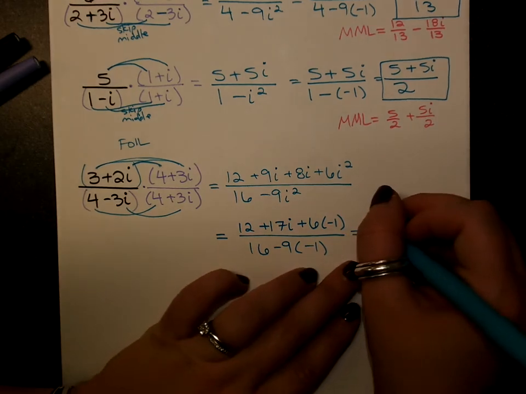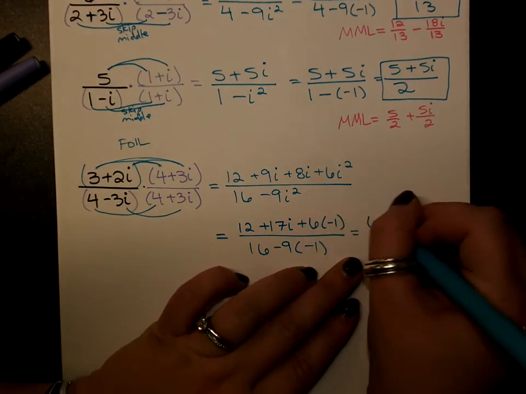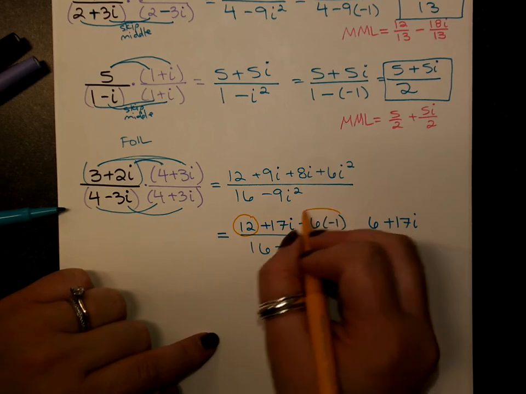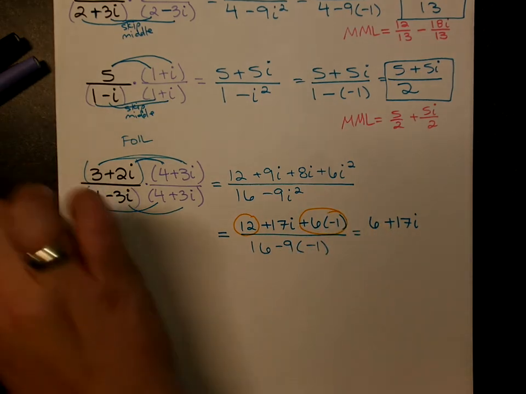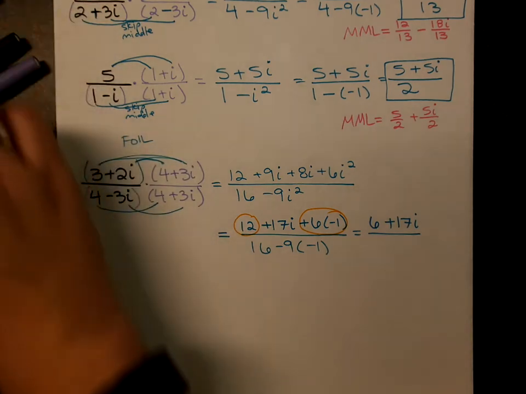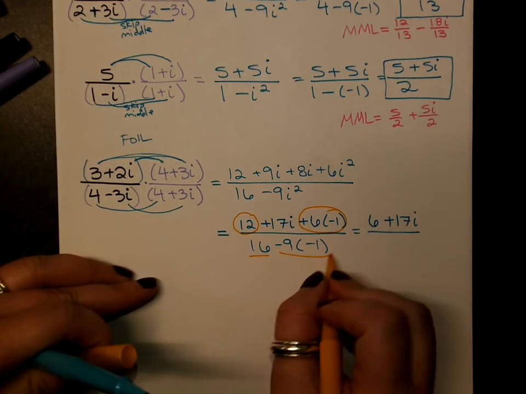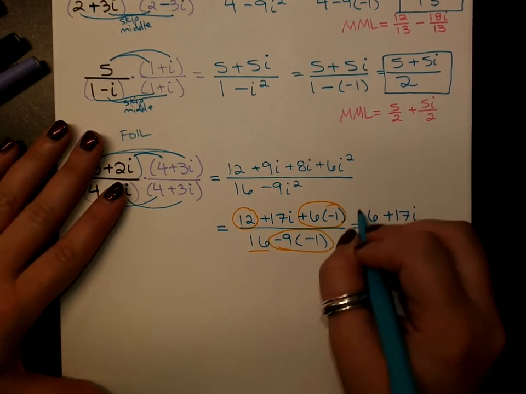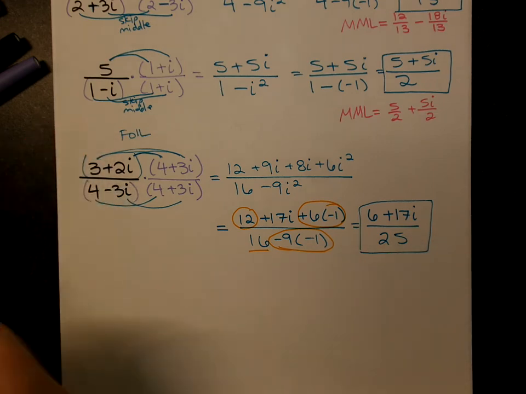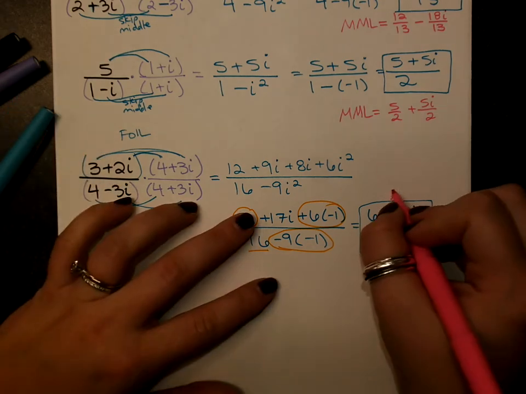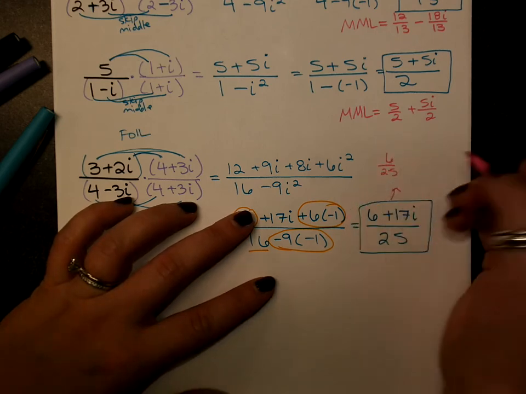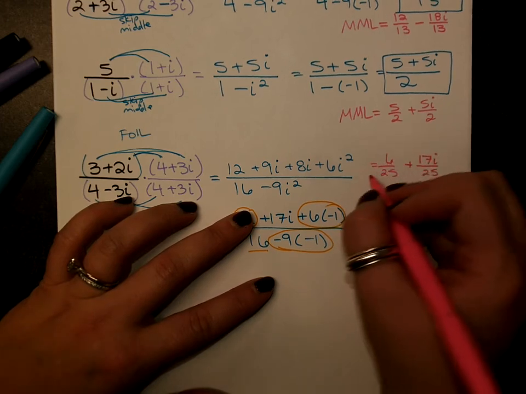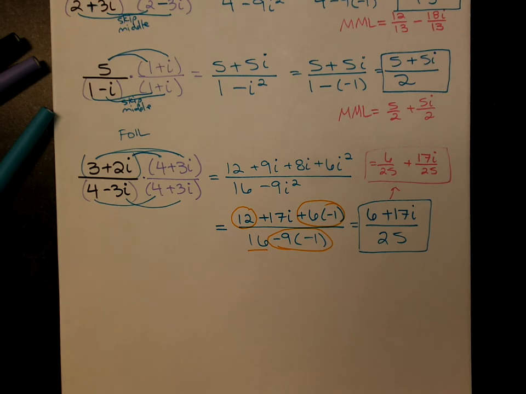This gives me a final answer. This is going to become minus 6, so it becomes 6 plus 17i, and I got that from doing 12 minus 6. On the denominator, this is going to become 16 plus 9, which is 25. And that's the answer that I'm okay with. MyMathLab is going to want you to separate that into 6 over 25 plus 17i over 25. So MyMathLab wants 2 separate pieces.